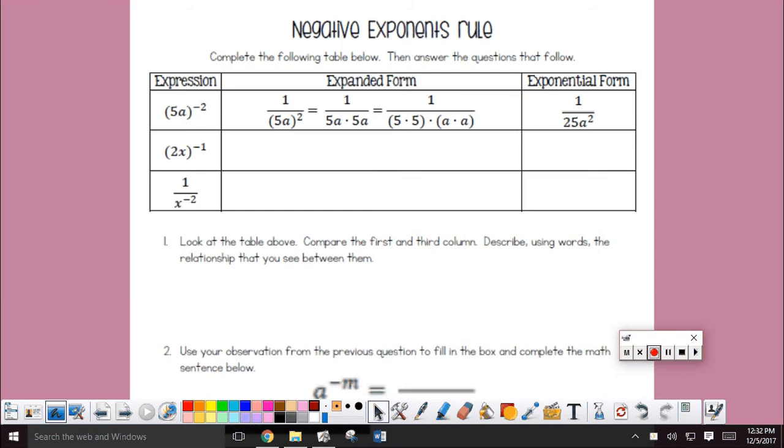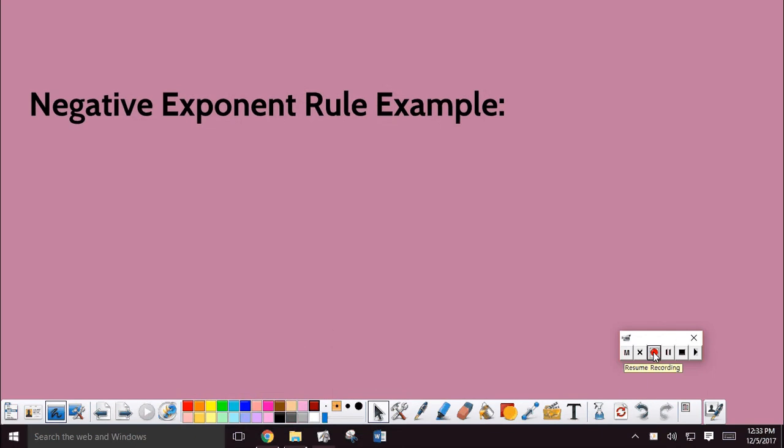So the negative exponent rule is challenging. It's weird. But you can do it. Okay, you're just going to have to really focus. So, I want you to think about the negative exponent rule example that I want you to first see, which is not on your paper.